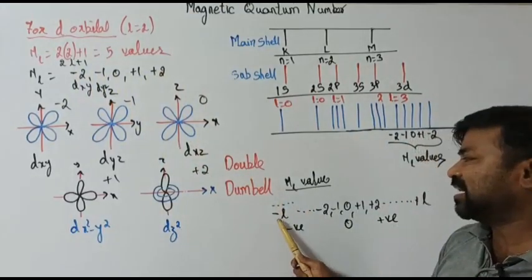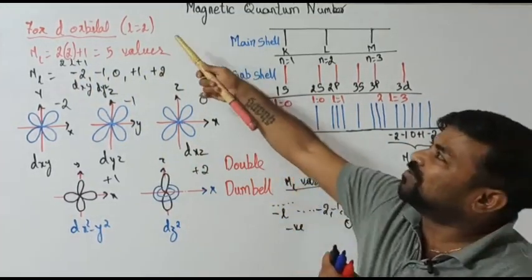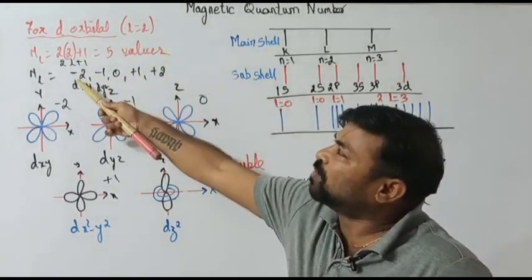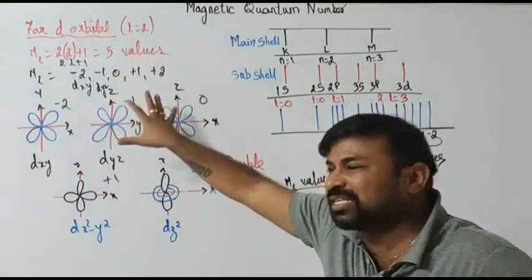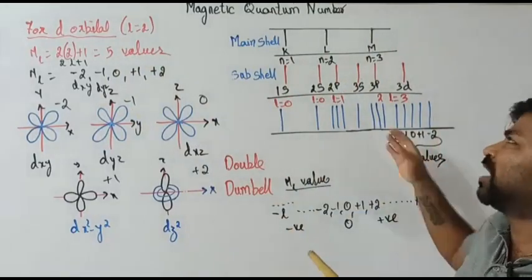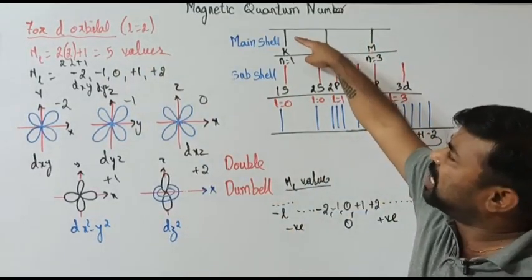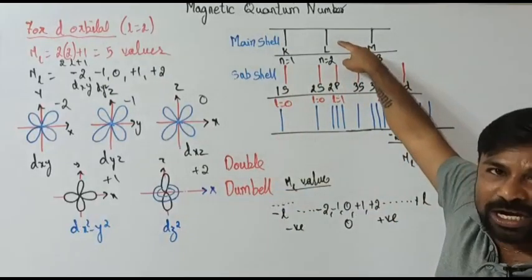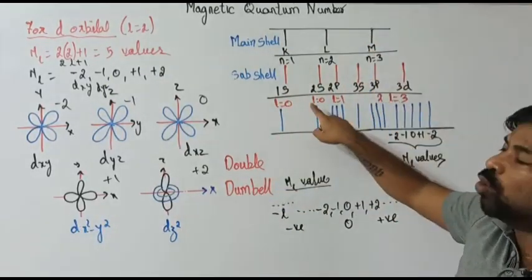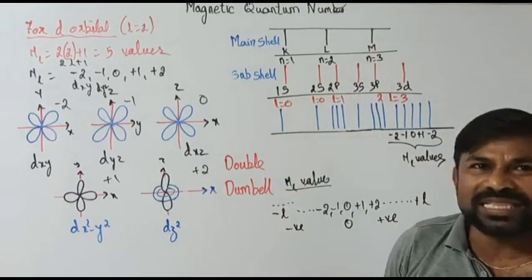Why? Because it is saying that it has to start at -L. What is the value of L here? 2. Therefore -2, -1, 0, +1 and +2. Now if you check the same thing in the emission spectrum, in the K orbit we don't have a D value, therefore just ignore it. In the L, second orbit, we have only 2s and 2p, we don't have D there.